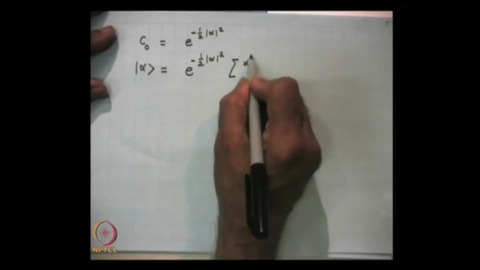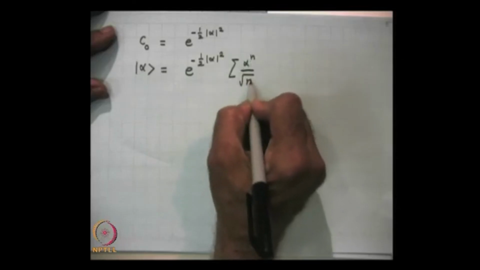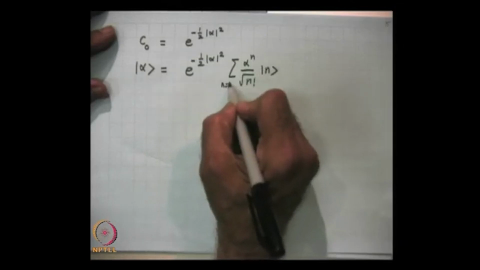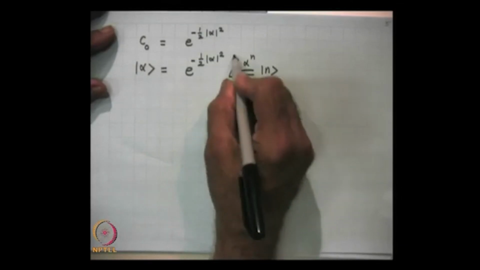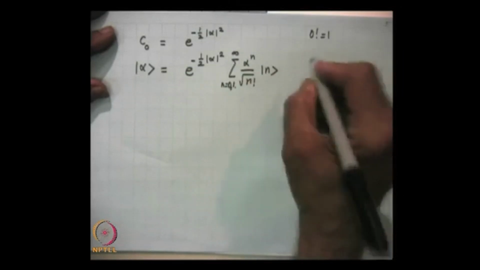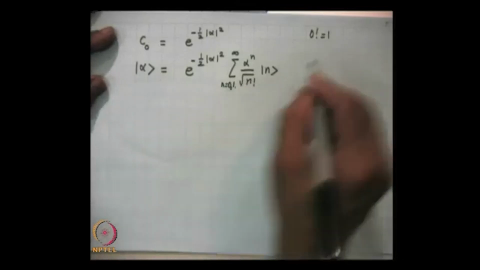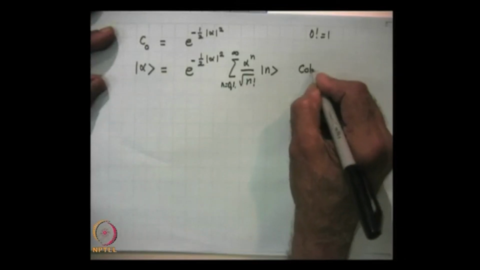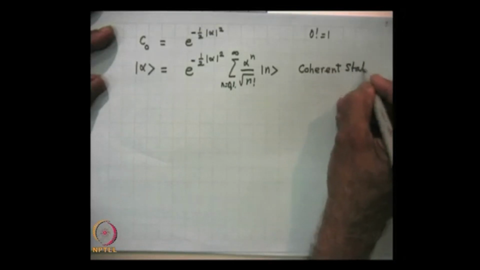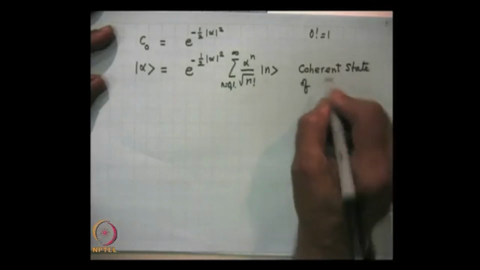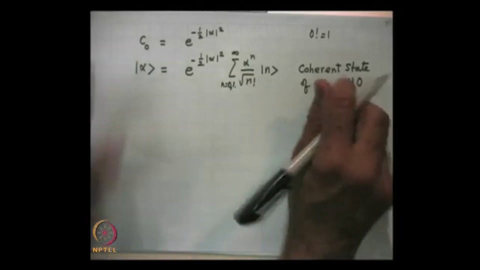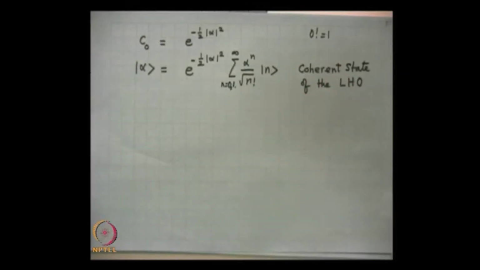and then alpha to the power of n over square root of n factorial ket n, n going from 0, 1, 2, 3. 0 factorial is 1, as I am sure all of you know. So, this state is usually referred to as a coherent state. Coherent state, and I will tell you the importance of this coherent state of the linear harmonic oscillator.